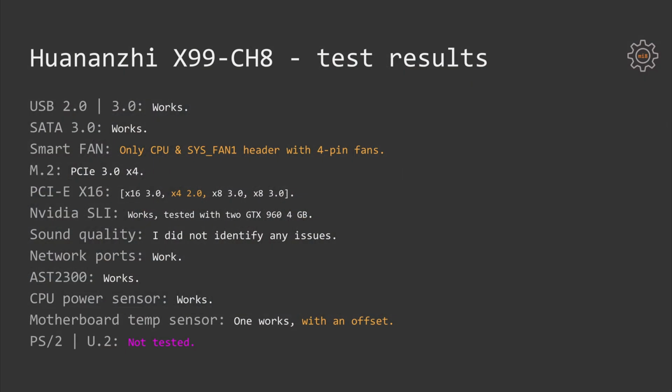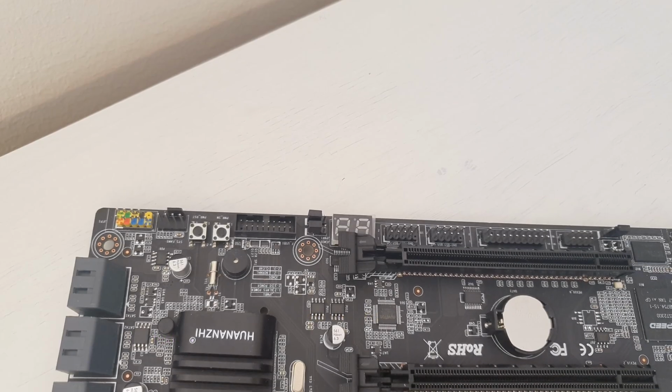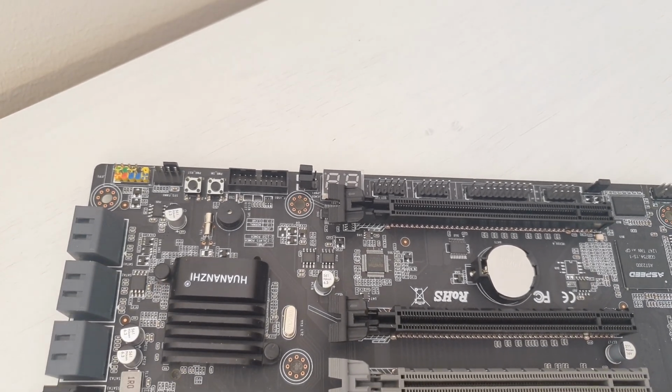If you would like to see everything I have tested, just put the video on pause and take a look at my presentation. So from the issues, I have figured out that only 2 out of 5 fan headers can be adjusted. This is CPU and sysfan1 headers. The other fan headers cannot be adjusted, even though all of them are 4-pin PWM fan headers.